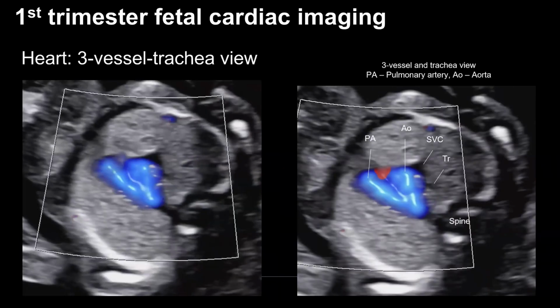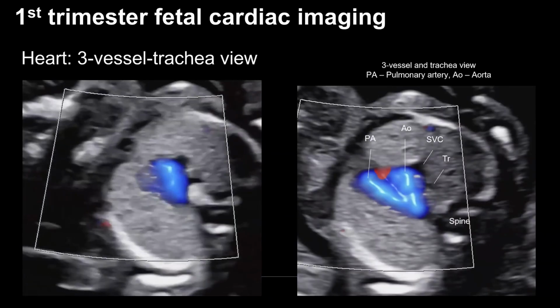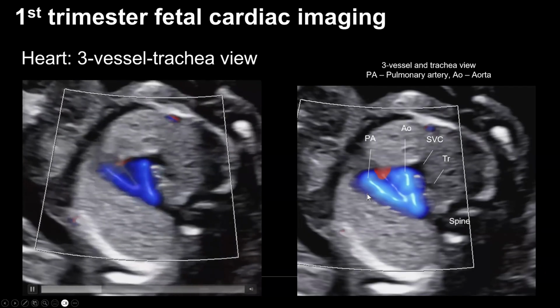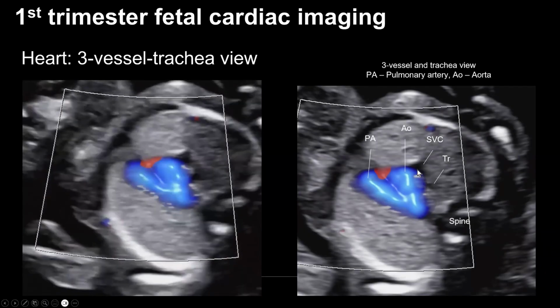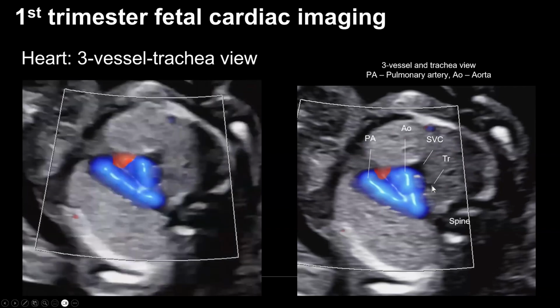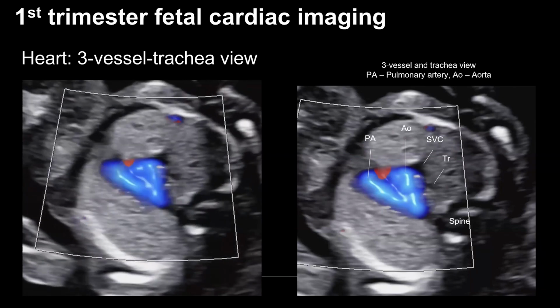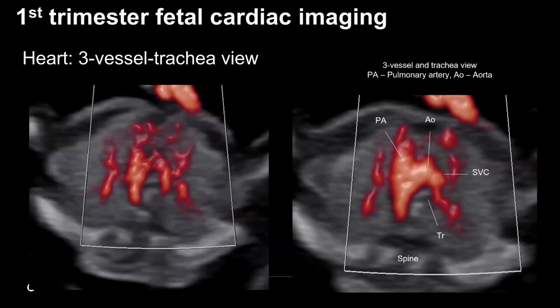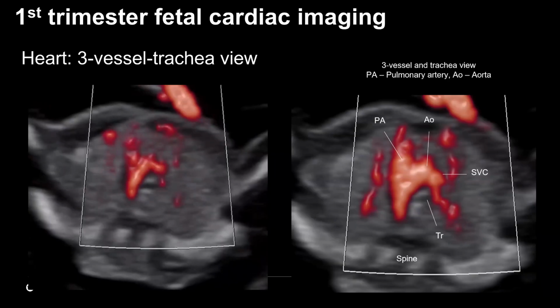The other important view is the three-vessel and trachea view, and again, we can identify all these anatomical landmarks, including the pulmonary artery, the aorta, the superior vena cava and the trachea. This is again a 13-week fetus, and we are using transabdominal ultrasound with appropriate optimization of the color.